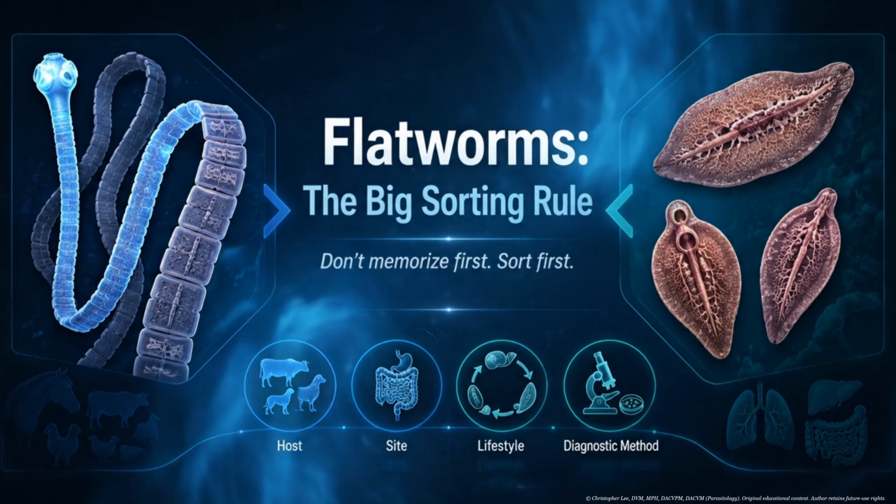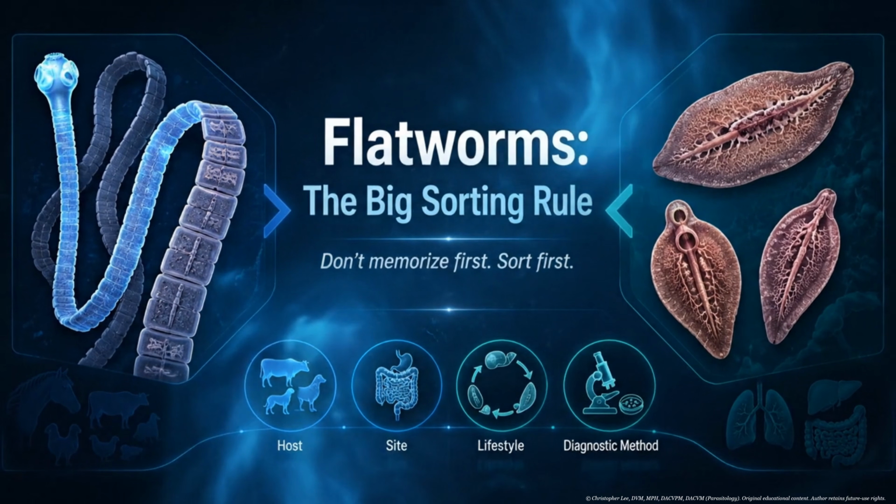Flatworms can feel like an organism parade with no map. You meet cestodes, trematodes, proglottids, fluke eggs, snails, fleas, fish, crayfish, and ants. And somewhere out there, someone quietly asks, was I supposed to memorize all of this before lunch? Not at first. Before we memorize names, we are going to sort them. This video gives you the organizing rule for the entire series.